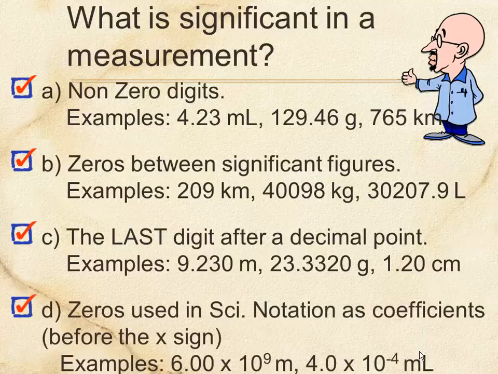Zeros in scientific notation are significant. Again, it's after the real number. So 6.00 times 10 to the 9 is 3. 4.0 times 10 to the negative 4 is 2.